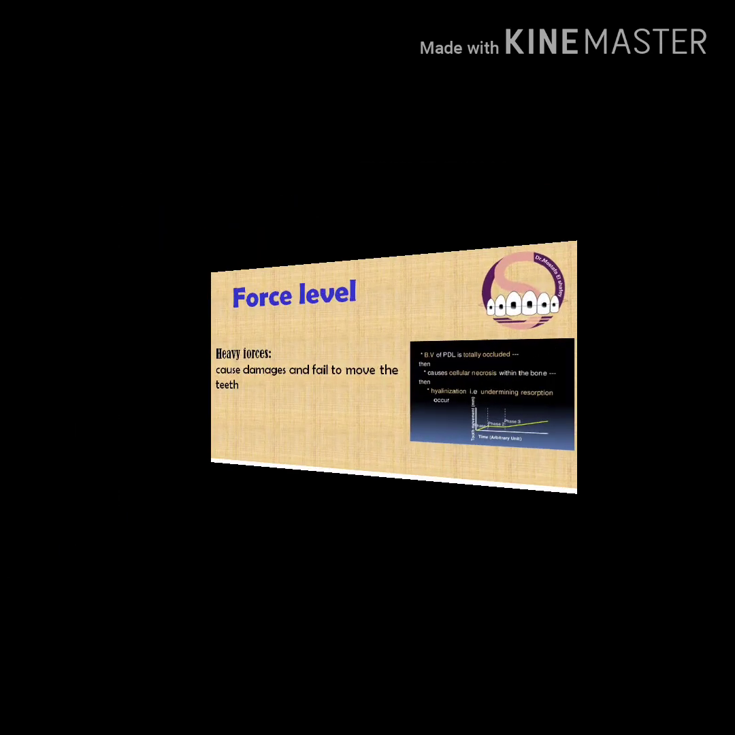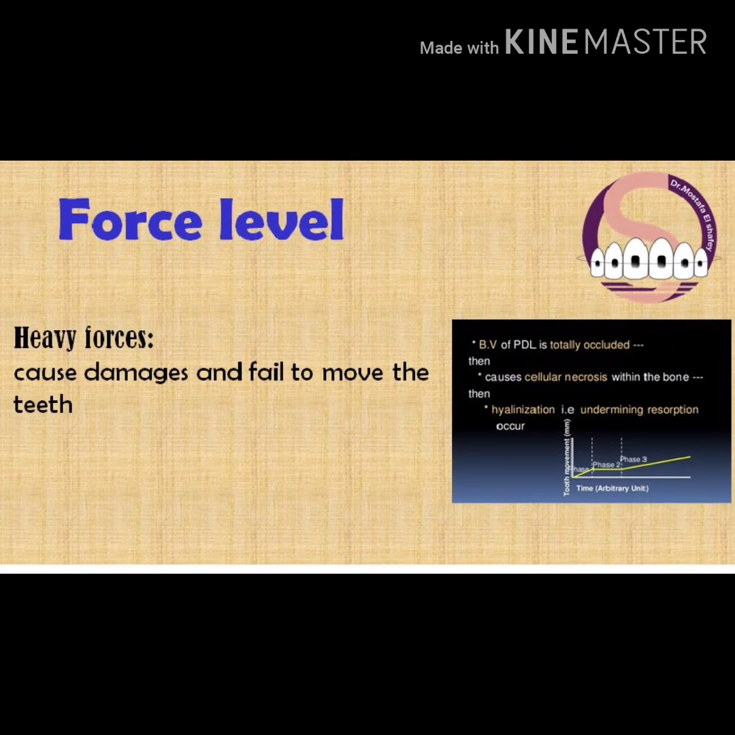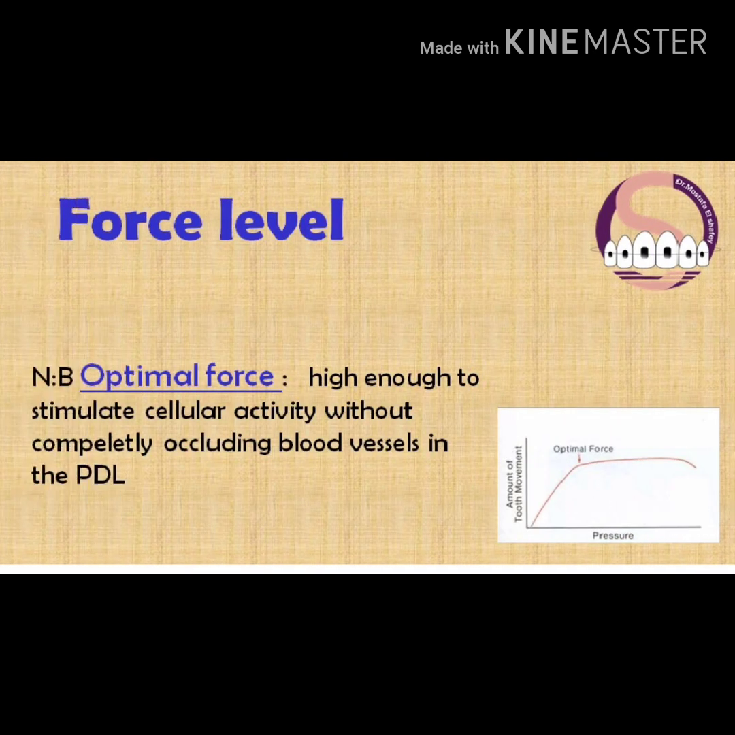Heavy forces cause damage and fail to move the teeth. Blood vessels of the periodontal ligament are totally occluded, then this causes cellular necrosis within the bone, then hyalinization. This process is called undermining resorption. Optimal force is high enough to stimulate cellular activity without completely occluding blood vessels in the periodontal ligament.